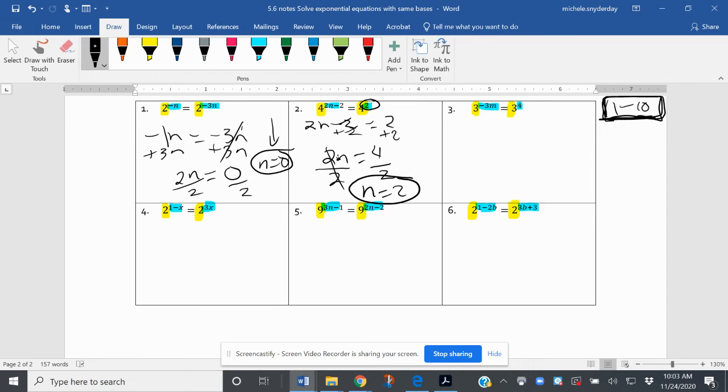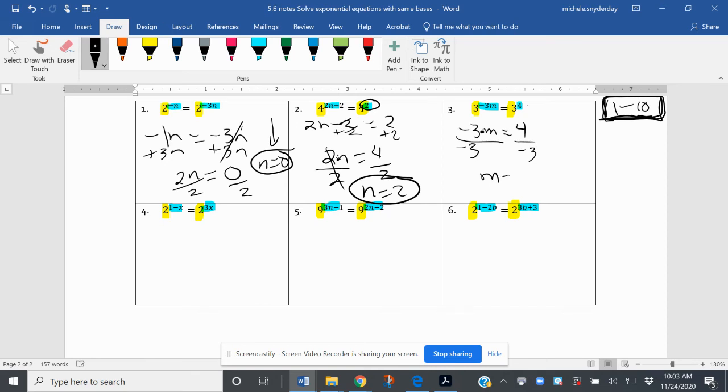Number 3, our exponent is negative 3m, and on the right-hand side, it's just a little 4. So this is just a one-step equation. We would look at this and say, oh, that's multiplication. The opposite of multiplication is division, so we would divide by a negative 3.